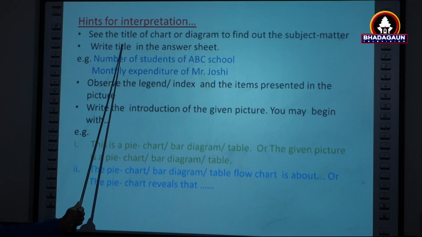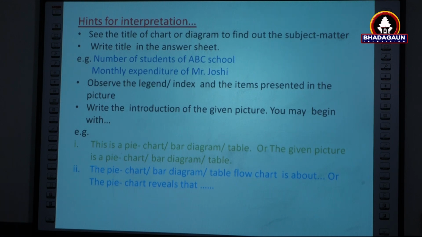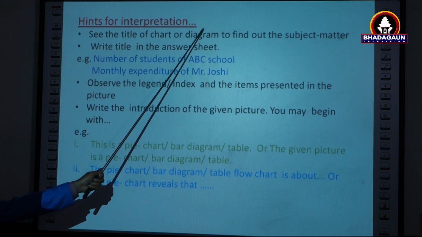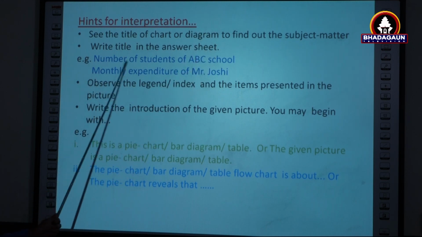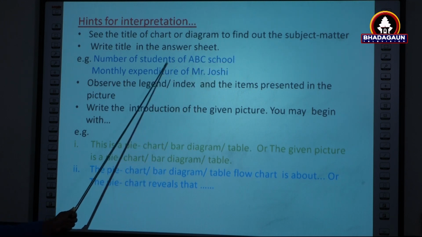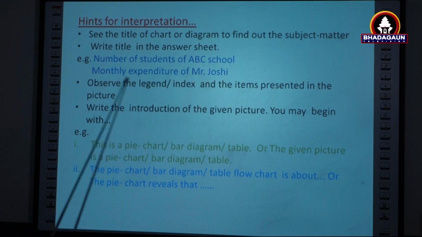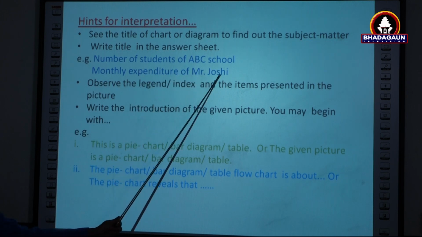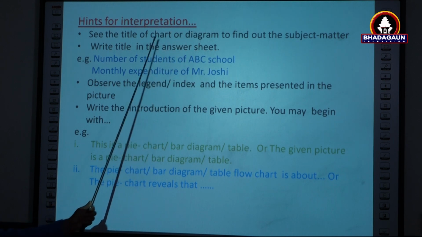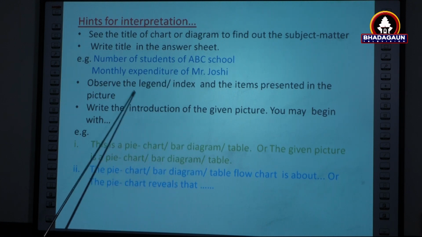If you forget to write the title, I think you will get fewer marks than those who write the title in their answer sheet. For example, the title may be provided in the question form, or in the picture. For example, number of the students of ABC school. If there is a pie chart about the number of students of ABC school, this can be the title of your answer. Similarly, monthly expenditure of Mr. Joshi. These are short titles, and you have to find out the title and write it in your answer sheet when you start answering those questions in your SEE exam.